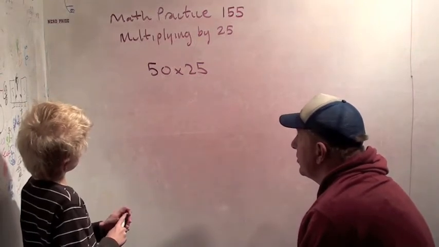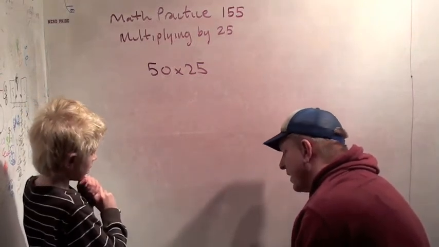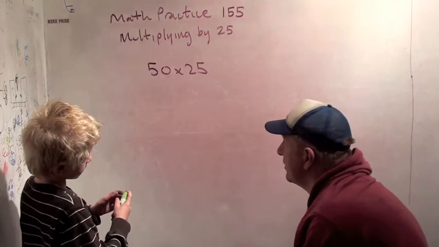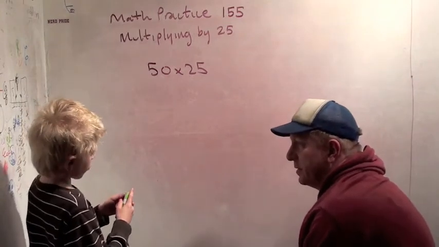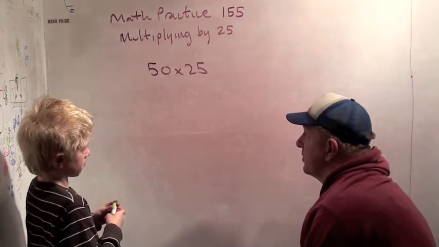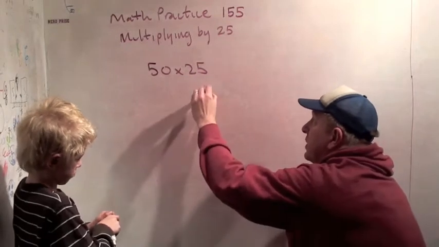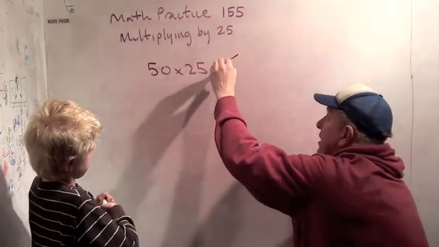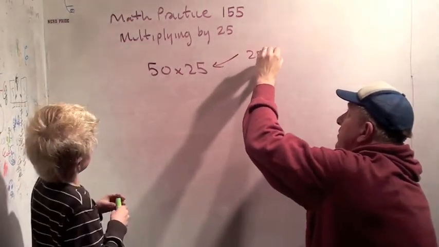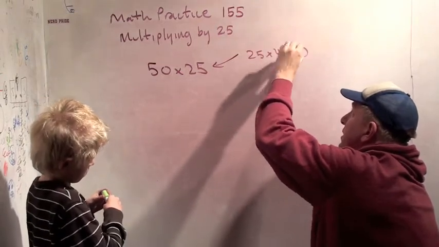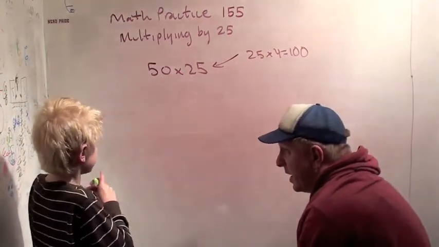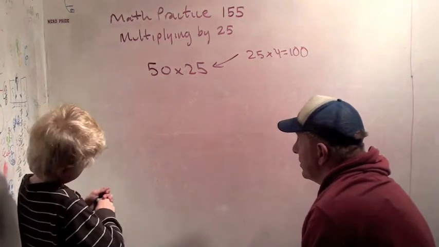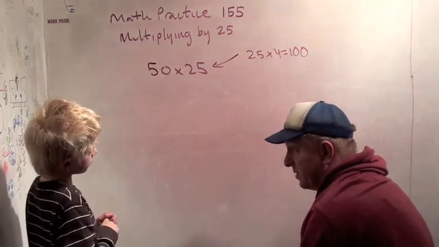Aha! There's a really important property of 25. And how do you know that, by the way? How do you know that when you multiply 25 times 4 you get 100? Because 4 quarters make $1. So the thing that's special about 25 is 25 times 4 equals 100. So that's really helpful. How can we use that to help us know what 50 times 25 is?